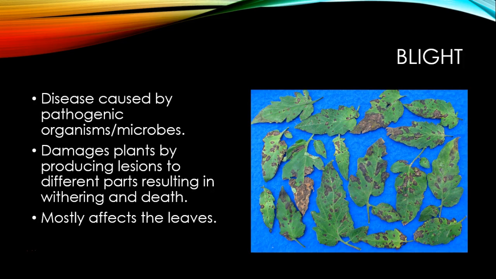Alright, so we'll start off with blight. Blight is an actual disease caused by pathogenic organisms or microbes. It could be fungus, it could be bacterium, it could also be viruses. What blight does, it causes damages by producing lesions.